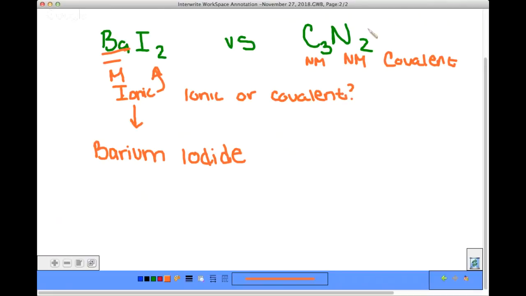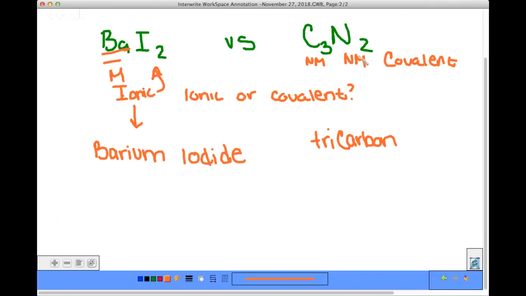So let's go ahead and look at this one right here. Here we have a nonmetal and a nonmetal, and that is covalent. This is where you need to use your prefixes. And the prefixes tell us how many there are bonded. So for example, we have 3 carbons. So our prefix for 3 is tri, and we're going to name this carbon. So it's going to be tricarbon.